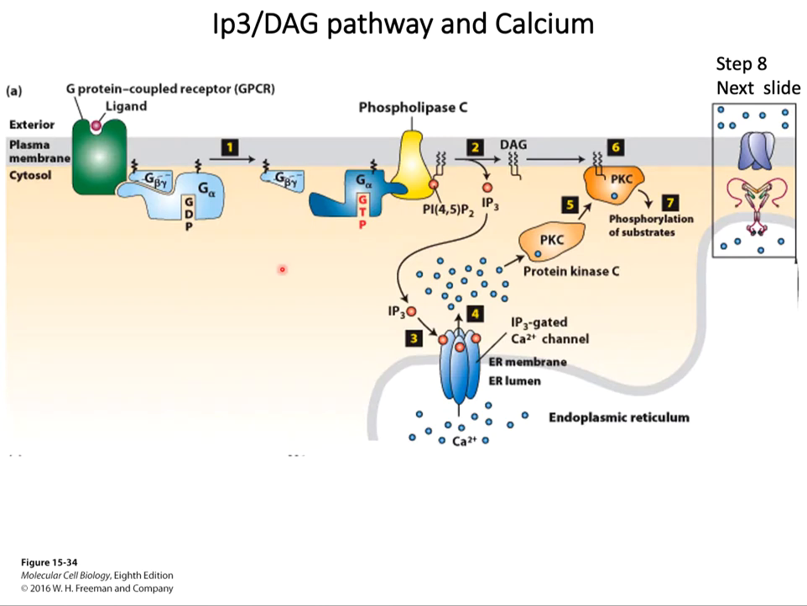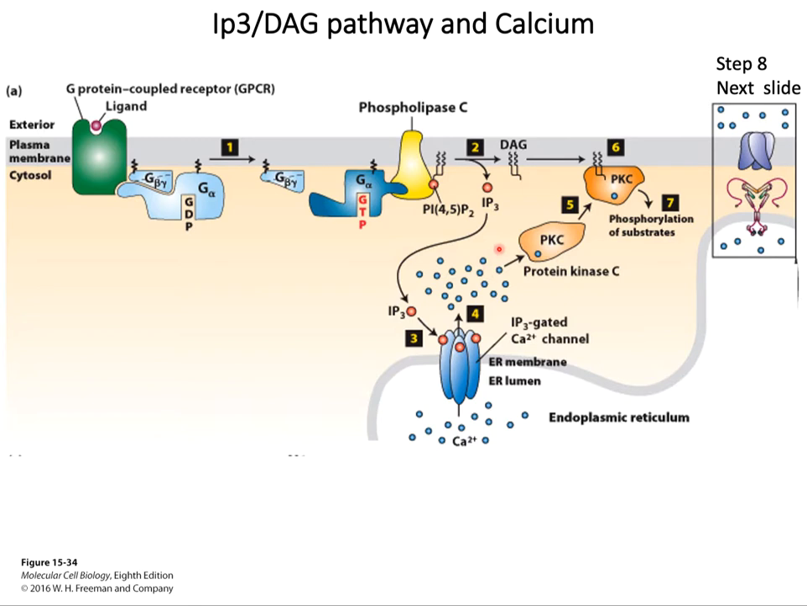So let's take a look at this in a little bit more detail. This part is very similar to what we have seen in the previous slide. Let's start here. Here is PIP2 in the membrane. Next to it, this large yellow transmembrane protein is active phospholipase C, which can cleave PIP2 into IP3 and DAG. Then IP3 moves to the endoplasmic reticulum and activates the IP3-gated calcium channels.